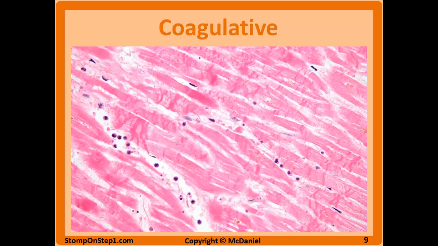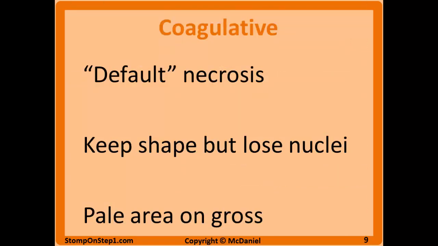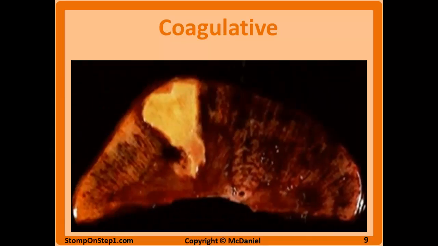You can still see certain outlines of cells, but you'll notice the darker nucleus is missing from most of these cells. They can also show you gross anatomy pictures on Step 1, and in these cases, this usually looks like a pale, wedge-shaped area on the organ. And here would be an example of that. This lighter yellow portion would be the area that's undergoing necrosis.